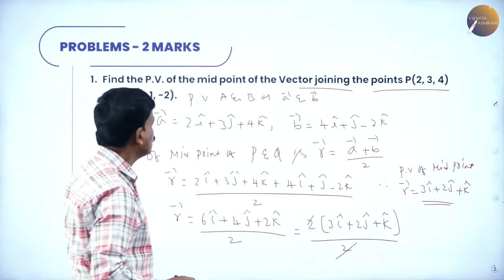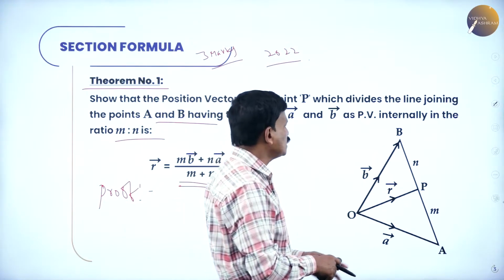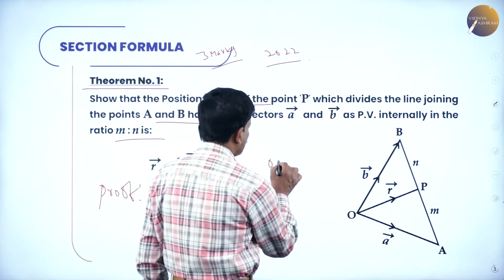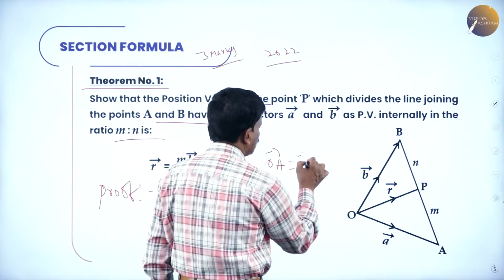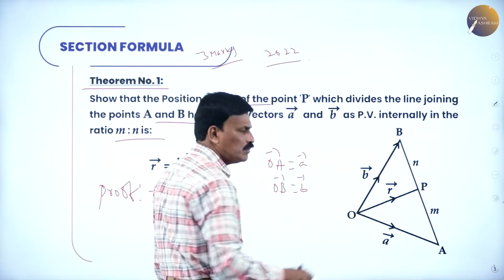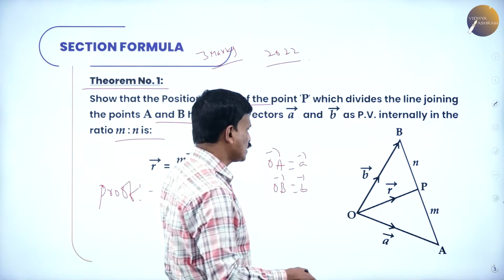Now let A and B be two given points whose position vectors are vector OA equal to vector A and vector OB equal to vector B.